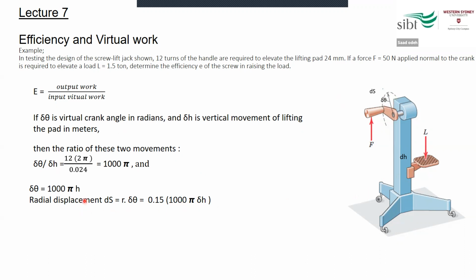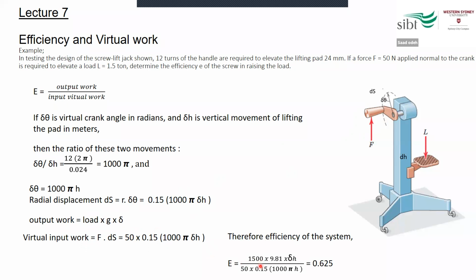From these two pieces of information, we can find the work output by multiplying the load on the platform, multiplied by gravity, multiplied by the displacement, which is here 24 millimeters. Then we can find the virtual input work, the work applied on the handle, by multiplying the force times the radial displacement, ds. Once we found these two values, simply the ratio between them represents the efficiency.